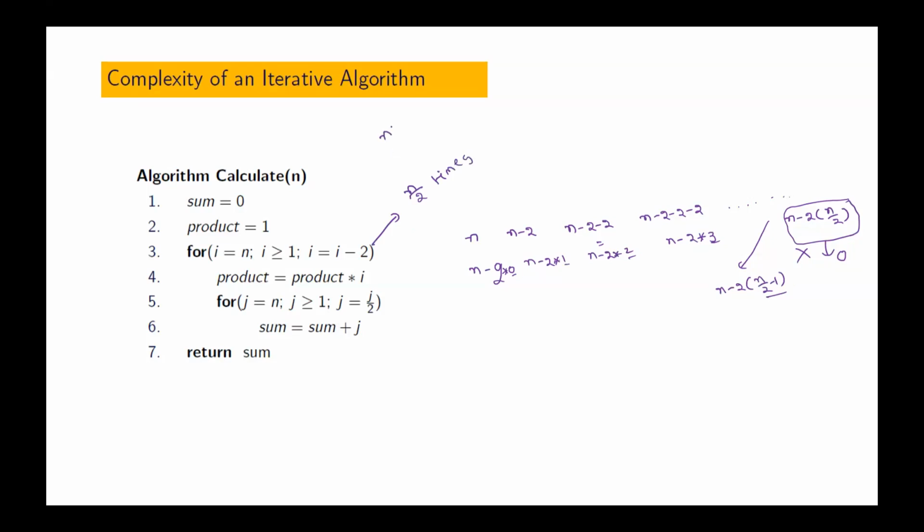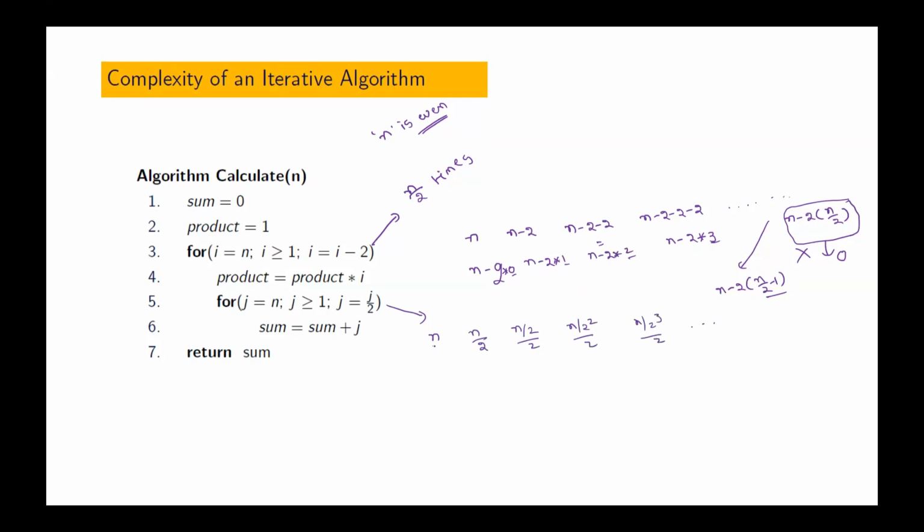And what is the assumption here? n is even. Otherwise, exactly this. So this is n by 2 times. Now, how many times is the inner loop repeated? It is similar to the previous one. First it is n. Next, what is the value we get? n by 2. Next, n by 4, that is n by 2 square. Next, n by 2 cube. It goes like this.